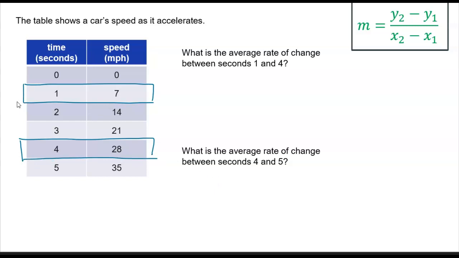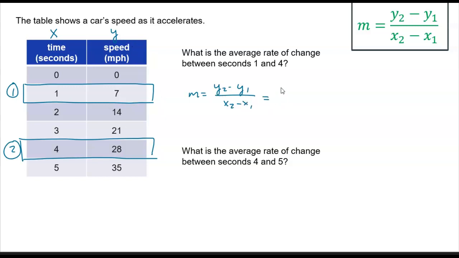We want to know the average rate of change. I'm going to name this point 1 and this point 2. You can actually name these in any order. If you wanted to call this one 2 and this one 1, it doesn't matter. That's fine. The names are arbitrary. And then our input is x, our output is y. So now I can do y2 minus y1 over x2 minus x1.